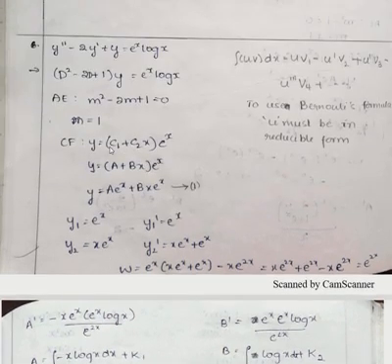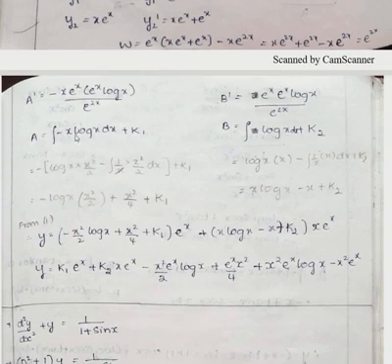What is the integration by parts rule? Here the rule is first function log x into integration of second. What is the integration of second? X square divided by 2, minus the integration of second, x square by 2, into differentiation of first. What is the differentiation of log x? 1 by x, plus k1. This is the integration by parts: first function into integration of second, minus the integration of second into differentiation of first.